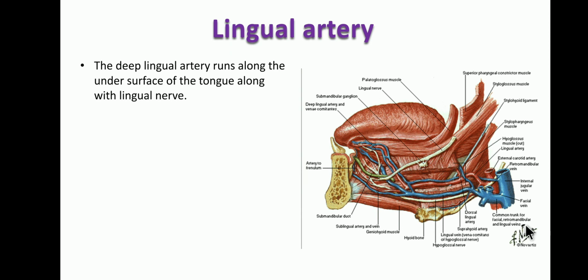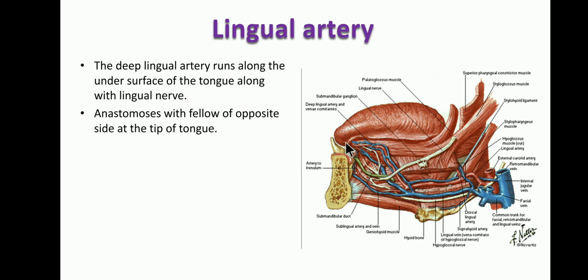So the deep lingual artery runs along the undersurface of the tongue, and it is accompanied by the lingual nerve. So the lingual nerve is also giving branches to the anterior two-thirds of the tongue. The deep lingual artery anastomoses with its fellow of the opposite side. So as I told you, it gives branches to the tongue and also the sublingual gland.